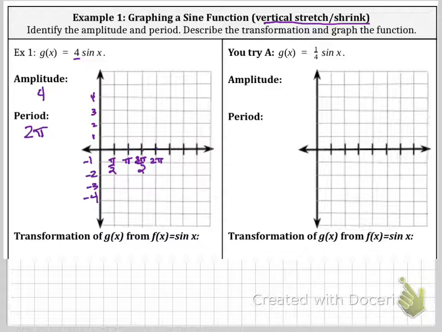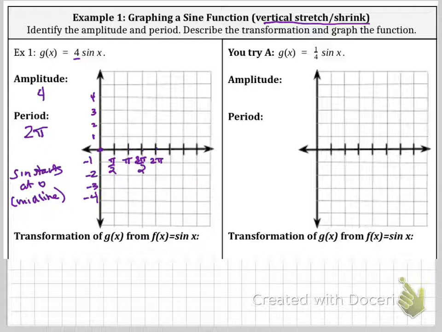Our sine always starts at what we're going to call the midline, or in this case, it starts at 0. Sine starts at 0, and then later on we'll know what the midline means. So in this case, our midline is 0. So it starts at 0.